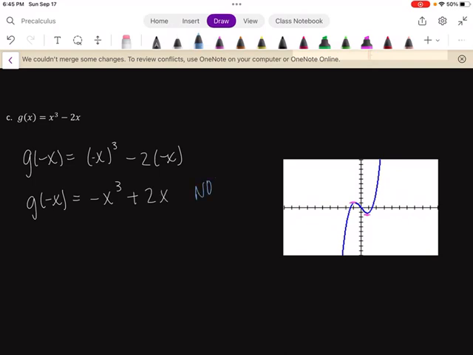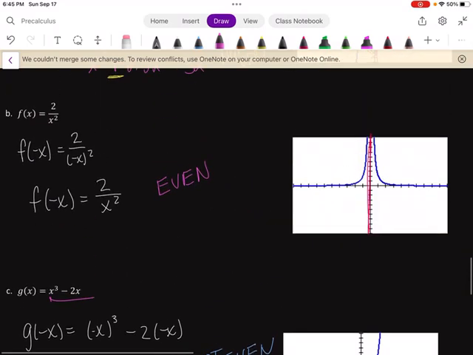So not even, because it is not the same as the original. But if I were to multiply that by a negative 1, I'd get x cubed minus 2x. And that is the same as the original, so it is an odd function. And again, odd functions are symmetric to the origin. Even functions are symmetric to the y-axis.